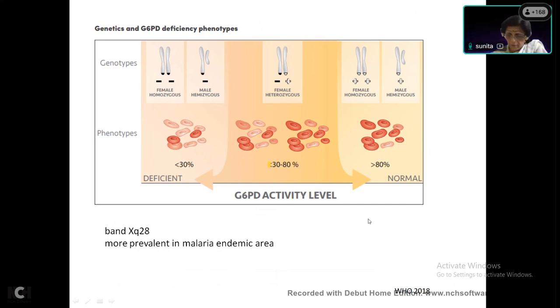G6PD deficiency is more prevalent in malaria endemic areas. Why? Because the parasite enters into the red cell and leads to damage. Because G6PD is not there, the cell is damaged and lysed before the parasite completes its life cycle. So that is why it is more common in malaria endemic areas.